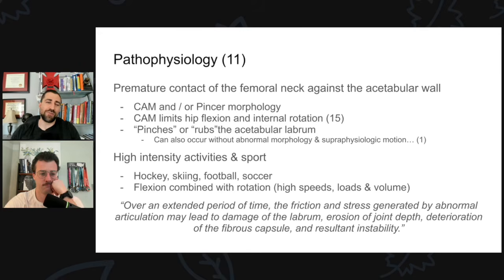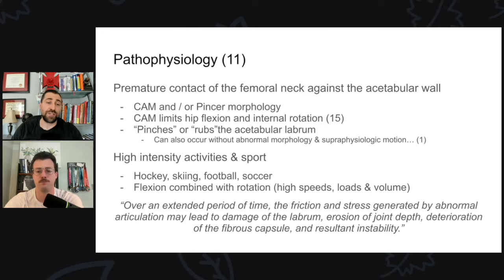And usually they're measuring this before and after surgery. You can have an idea of how much CAM there was, right? But if we're playing a high intensity sport like hockey, skiing, football, or soccer, and there's a lot of flexion of the hip combined with rotation at high speeds, high loads, high volumes across an entire training year, very little time for recovery, you might end up creating some labral pathology.